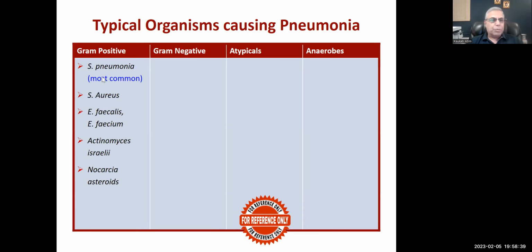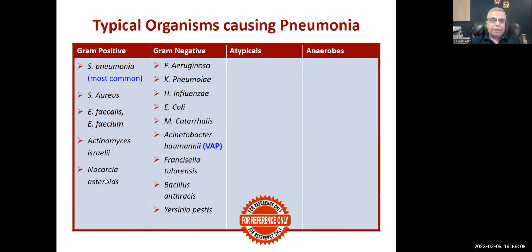So you see S. pneumoniae is the most common cause. And if you remember, we have done S. pneumoniae in otitis media and sinusitis. There too, S. pneumoniae was common. Staph aureus, E. faecalis and E. faecium, and Actinomyces israelii, and Nocardia asteroides, it is misspelled, it is Nocardia. This should be a D.